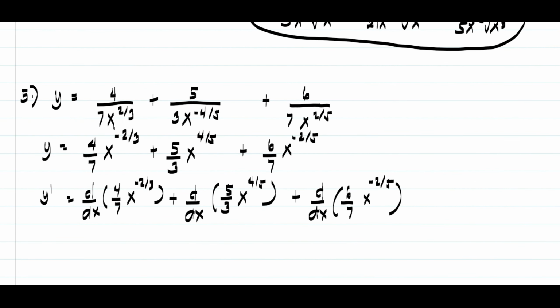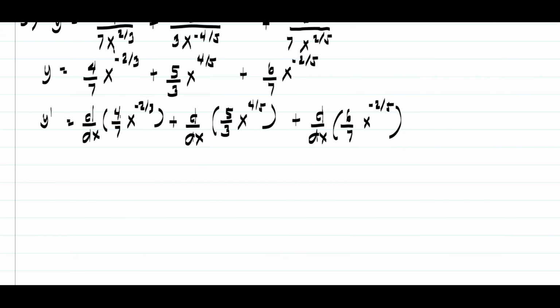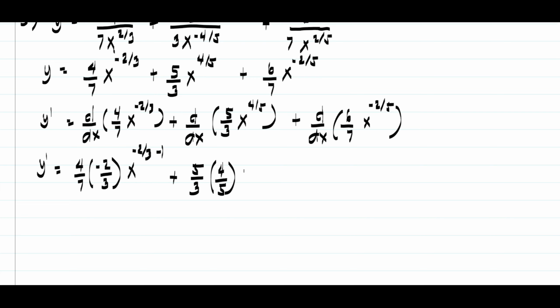In order for us to simplify, let us just multiply 4 over 7 and negative 2/3, same thing as the other expression. So we have y prime equals 4 over 7 times negative 2 over 3, and then x raised to negative 2/3 minus 1, plus 5 over 3 times 4 over 5, x raised to 4 over 5 minus 1, and then we have 6 over 7 times negative 2 over 5, x raised to negative 2 over 5 minus 1.